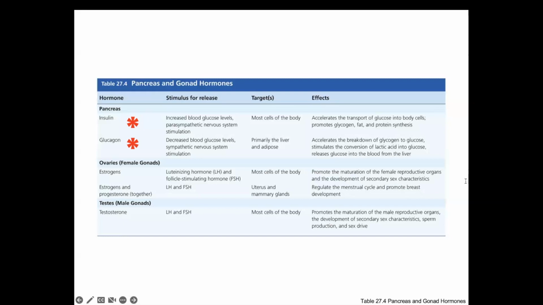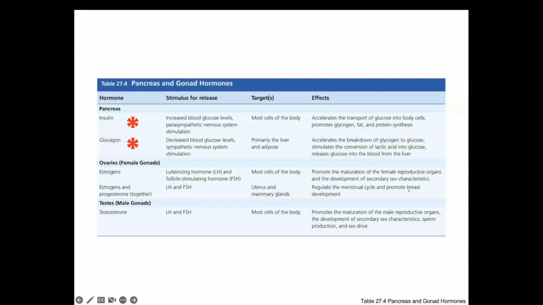Next, we have our sex hormones. In females, the ovaries are responsible for producing estrogens and progesterone. Estrogens promote the development of female reproductive organs and secondary sex characteristics. Estrogen and progesterone together are responsible for regulating the menstrual cycle and breast development.